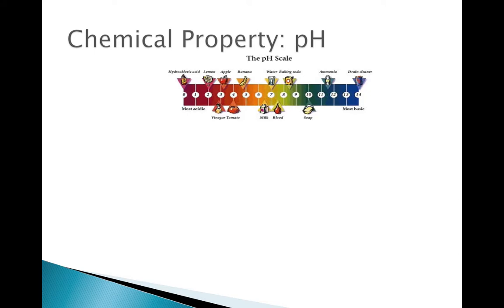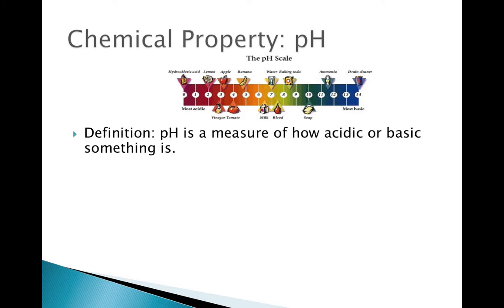Our next soil property is pH. You probably heard about pH in chemistry. It's the same. pH is a measure of how acidic or basic something is, and you can see that scale at the top of your slide, where the acid is over here on the left and the basic things are over here on the right, and then in the middle are neutral substances like water.